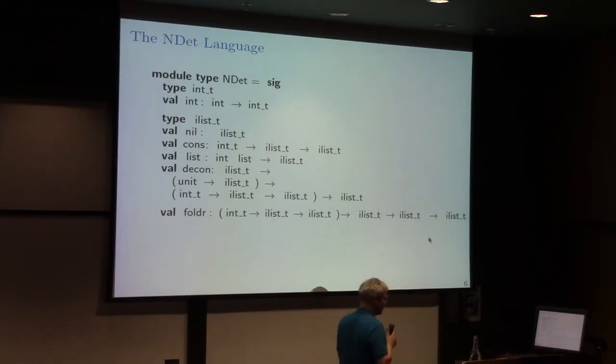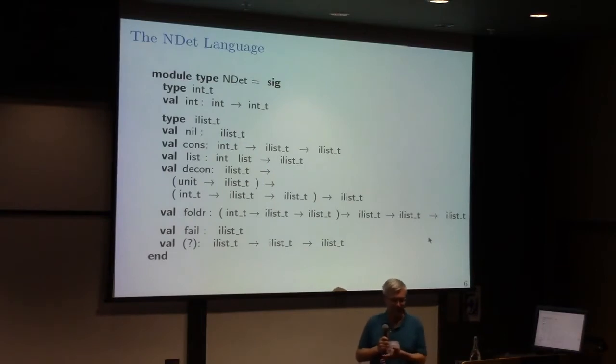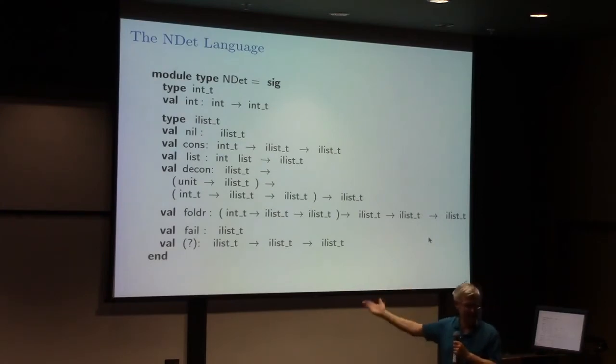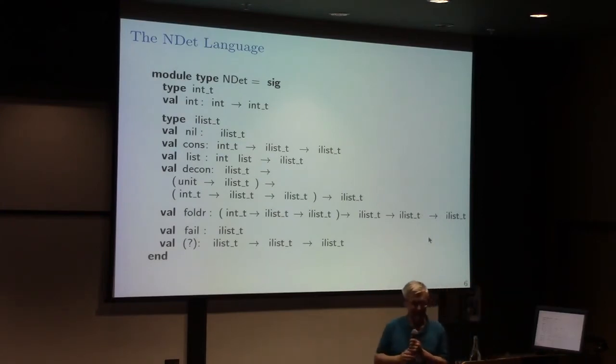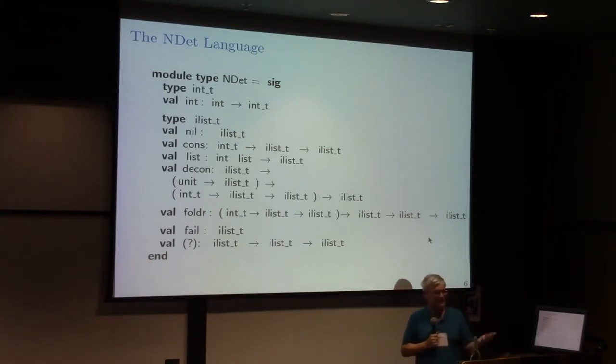And finally, because we wanted to have non-determinism, we add two operations for non-determinism. We add a fail, and we have a choice. So choice takes two expressions, and non-deterministically chooses one of them. So that's the semantics. And given this definition of the language, so this is the module type, it says which operations are there in the language.